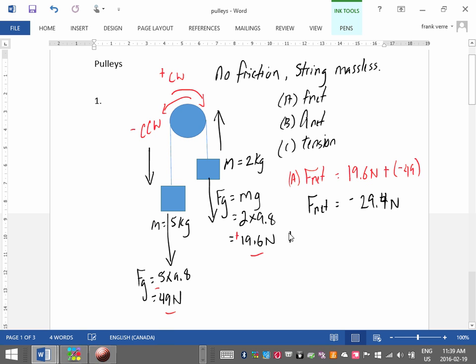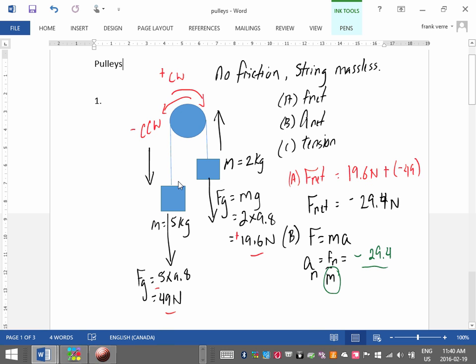All right, so that's part A. Now we can think about the net acceleration of this system. So we have a net force. How do we figure out acceleration? Well, we go back to Newton's second law, F equals ma. We can say a equals F over m. In this case, we have a net acceleration, so we're going to use the net force. We know the net force here is negative 29.4 newtons.